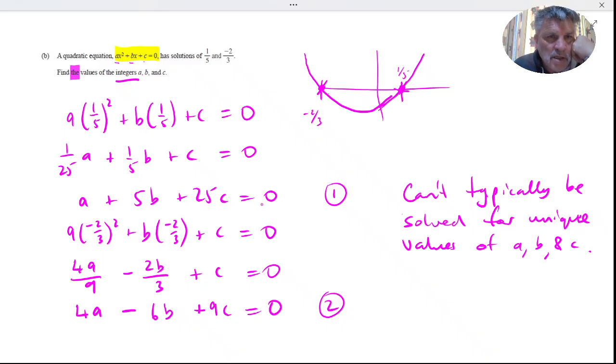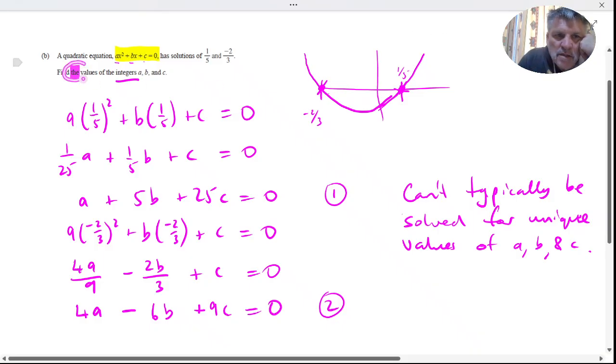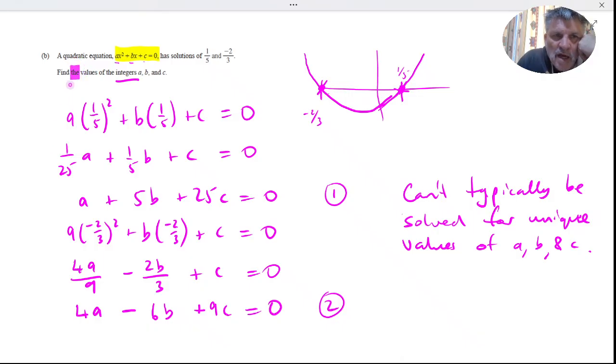And the question, though, suggests to us that there's only one solution. Find the values. The is a definite article. This is a maths exam, but I'm teaching English here. The values suggests that there's only one solution.